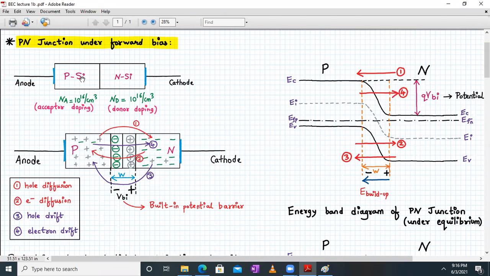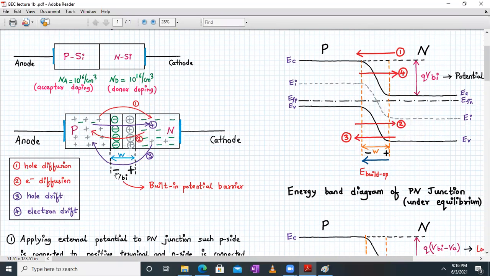So let us revise what we have done last time. Last time we took P-type silicon material and N-type silicon material and joined them together. The N-type silicon had a doping of 10 raised to 16 per centimeter cube, and the P-type semiconductor material also had a doping of 10 raised to 16 per centimeter cube. And we have seen the process of formation of the depletion region, and then the drift and the diffusion mechanisms balancing out each other.